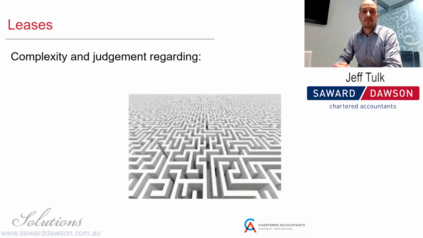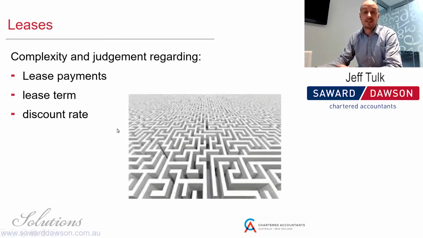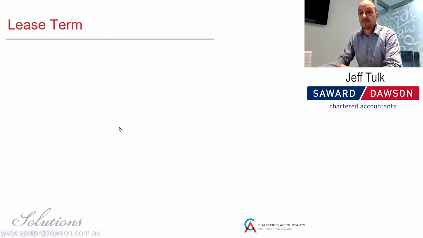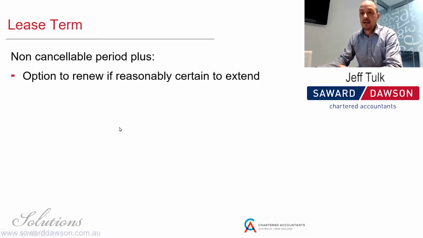So what are some of the complexities and judgments regarding leases? First of all, what is a lease payment? What is the lease term? And what discount rate do we use? I'll go through some of the issues for each of those. So the lease term. Leases often have options or uncertain lengths of time. And therefore, when we're calculating the initial lease asset, or right to use asset, and lease liability, we need to know what the lease term is under the standard.